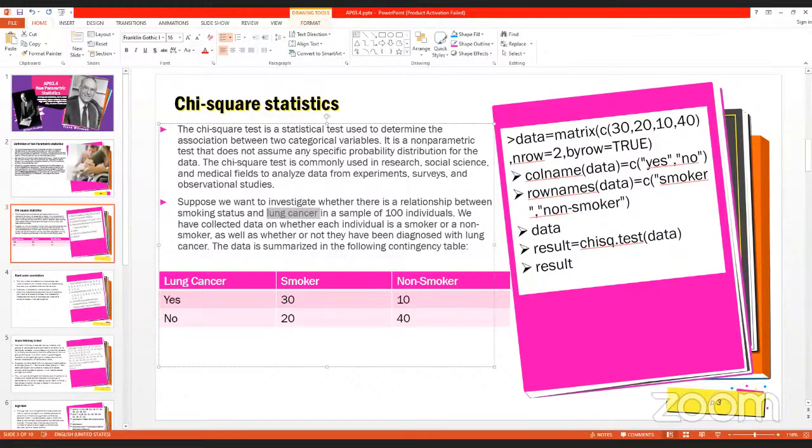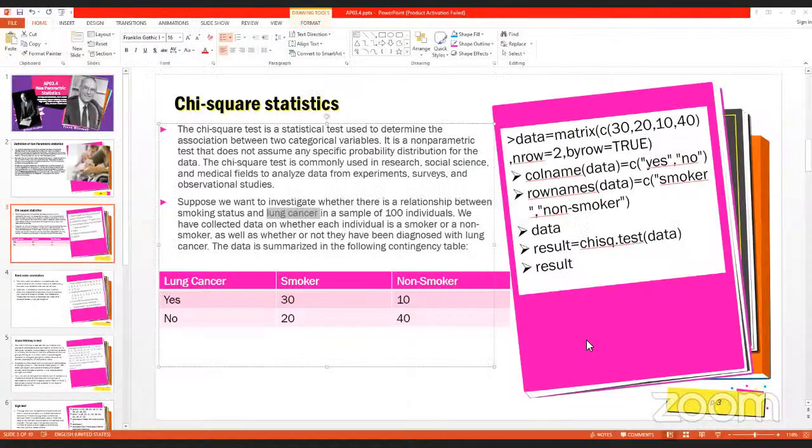Ma'am, it's showing error. Error? Seema, can you please share your screen with me? Seema ma'am, if you write all names, full names, then it's coming right. Amrita is very intuitive. Yes, Seema, I think you have made some mistake. Amrita, thanks.